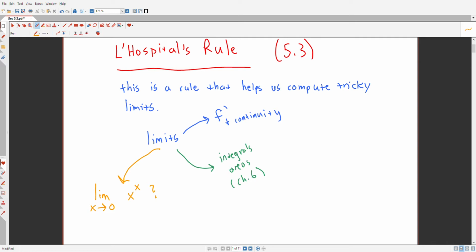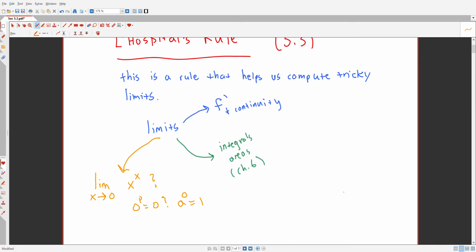What's so problematic about my orange example? Well, there are two competing rules. We have that 0 to any power is 0. That's one rule, so maybe this limit is 0. But we also have that any positive number to the 0th power is 1. So maybe the limit should be 1, or maybe it should be something in between. What should this be? It's unclear. This is a tricky limit.